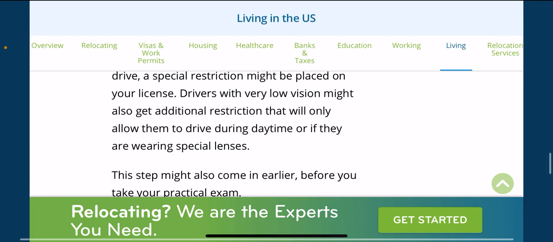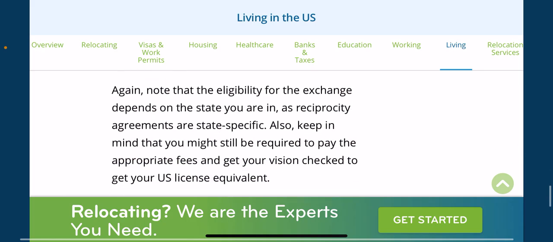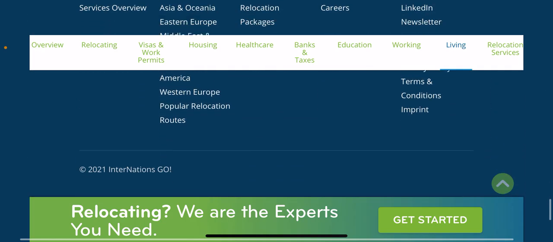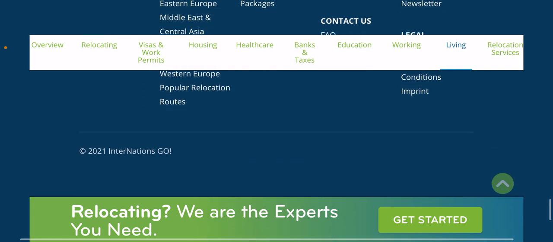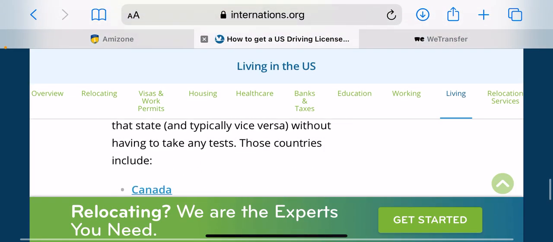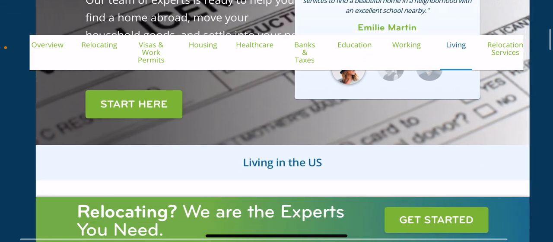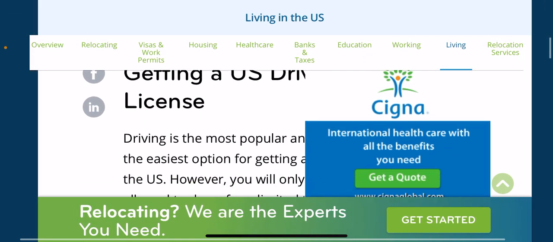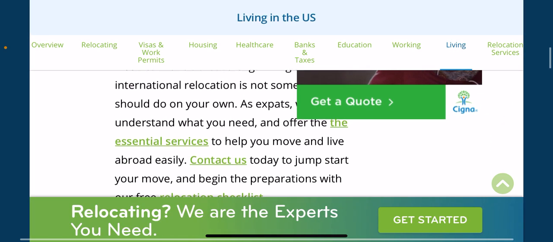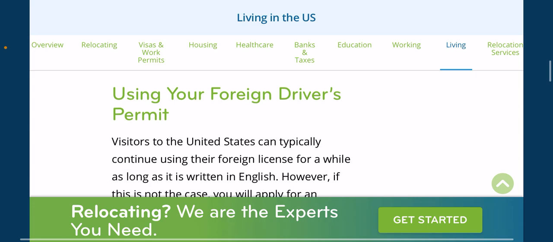Then get your license. Once all the documents are submitted and the exams are passed, you will get issued a temporary license that will be valid 30 to 90 days, depending on the state. You will get your permanent license mailed to your address. A driver's license in the US can serve as a form of ID that you can use to vote or prove your legal age, or in some cases, even board a domestic flight.